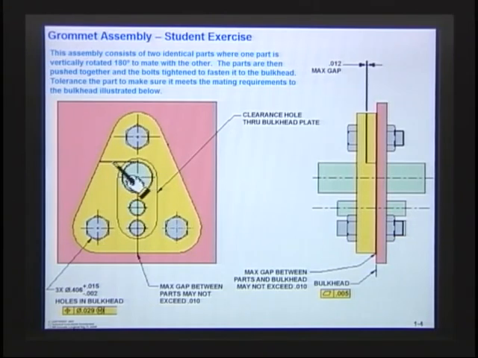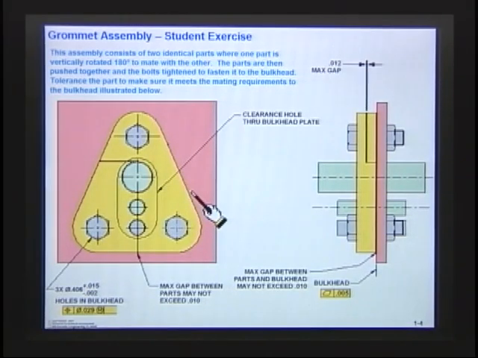Now, in this gap over here, we may not exceed a gap of 10 thousandths. And if we take a look in the side view, this gap over here has to be a maximum gap of 12 thousandths. Now, on the bulkhead already, we have a flatness tolerance of 5 thousandths. And the maximum gap between the bulkhead and our parts must not exceed 10 thousandths. So those are some design requirements we have. They're worried about any sparks or any debris coming through those holes. So it has to be sealed. It's somewhat of a clean environment.